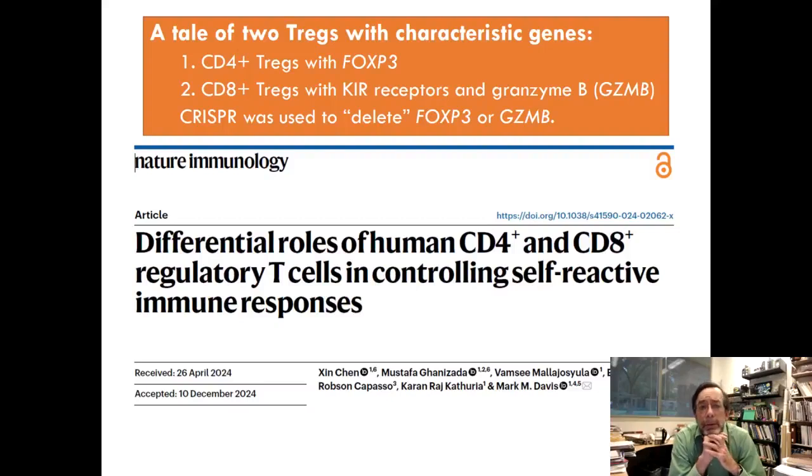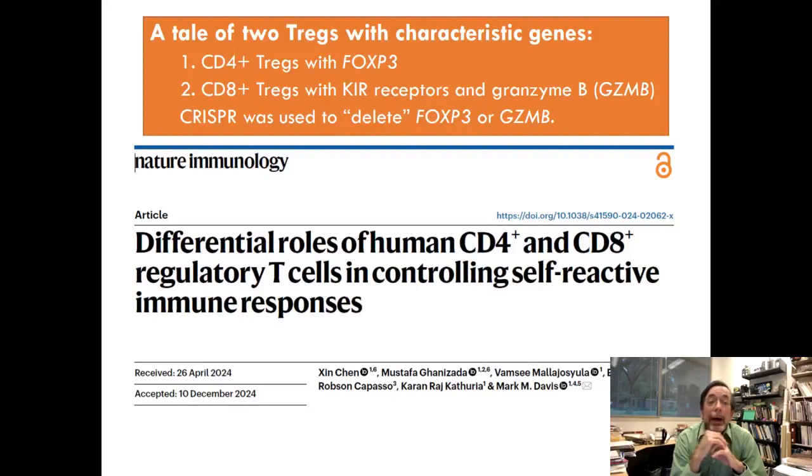So this is about two Tregs that work differently in sort of opposite ways. Each of them has a characteristic gene. They're CD4 positive Tregs, so they're helper Tregs, and they have FOXP3 as their main gene. If you turn off FOXP3, the CD4 positive Tregs also turn off. CD8 positive Tregs have KIR receptors, so they're CD8 positive, KIR positive. They also depend on granzyme B, which is the GZMB gene. Sometimes the name sort of makes sense. If the GZMB gene is turned off, these CD8 positive Tregs are also turned off.